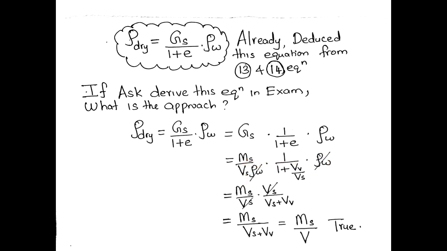Then Ms over Vs, take Vs common. Vs plus Vv, this Vs according to the maths goes up. Then Vs and Vs cancel out. Ms over Vs plus Vv. That is equal to Ms over total volume. This is the definition of dry density. Check equation number 17. This is the definition of dry density. Then this relationship is true.